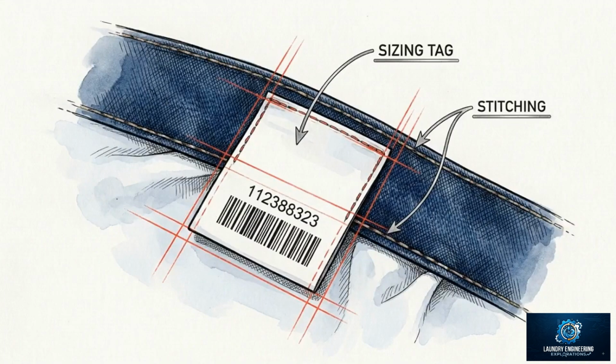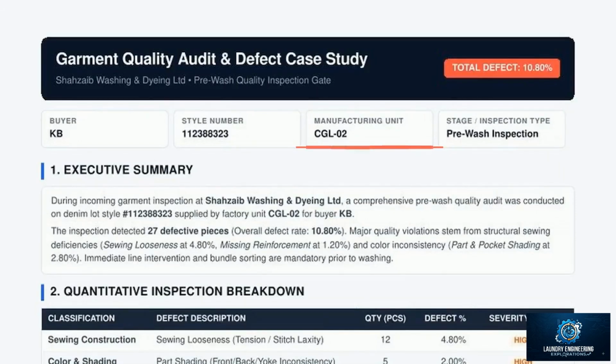The target is incoming denim style number 112388323. This document shows the incoming inspection results from manufacturing unit CGL02. The auditors caught a massive 10.8% overall defect rate.